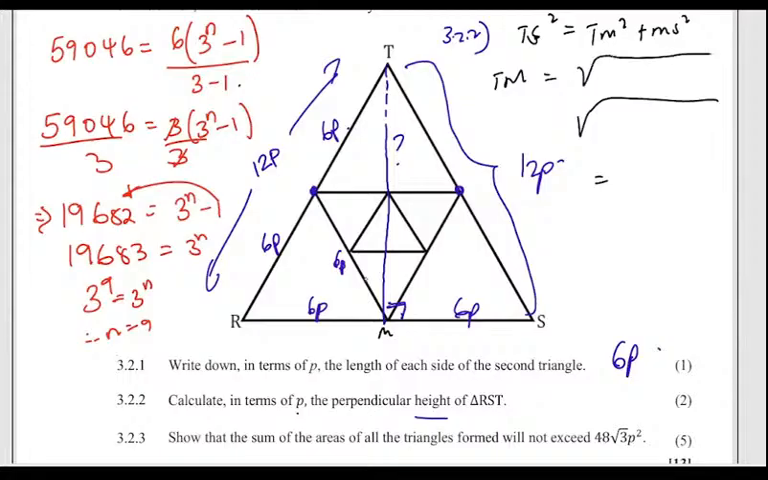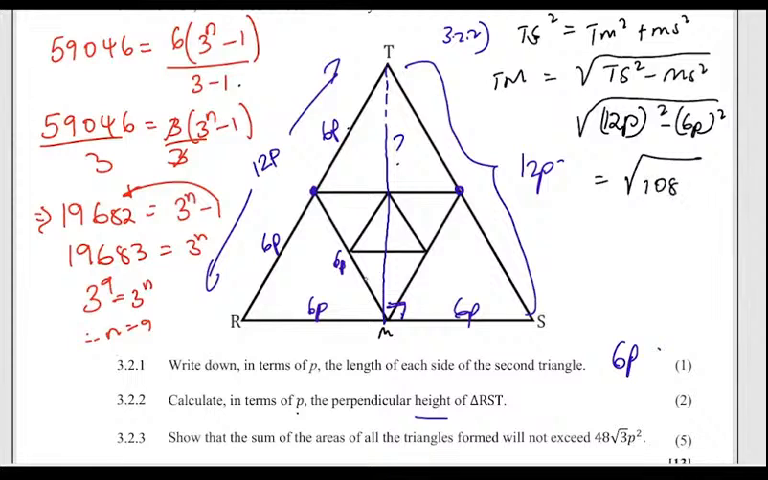Tm is going to be the square root of Ts squared minus Ms squared, meaning that it's 12p squared minus 6p squared altogether, okay? So 144 minus 36 is giving me 108, but p squared. So when I simplify this, I'm going to get 6p with a square root of 3. All right, so that is what we would have obtained. 6 root 3 with a p.